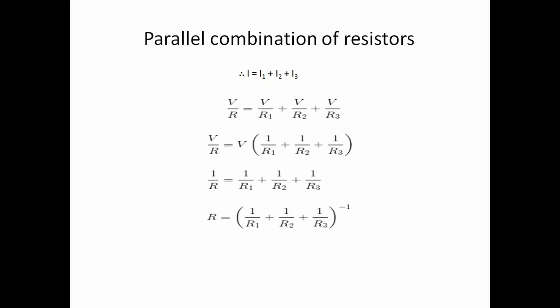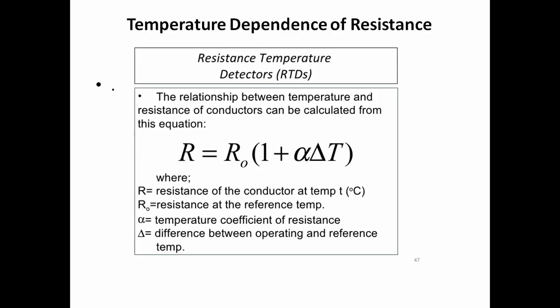One more point about parallel combination: the voltage or potential difference across each resistor is the same and is equal to the applied voltage, and the current in a resistor in a parallel circuit is inversely proportional to the resistance of the resistors. So that was about parallel combination of resistors.